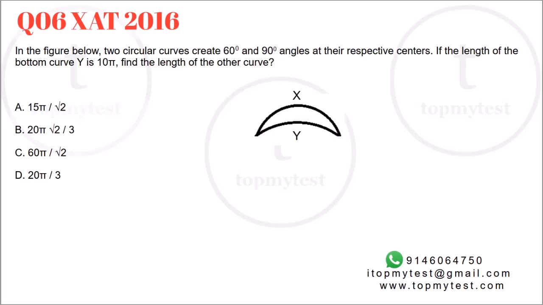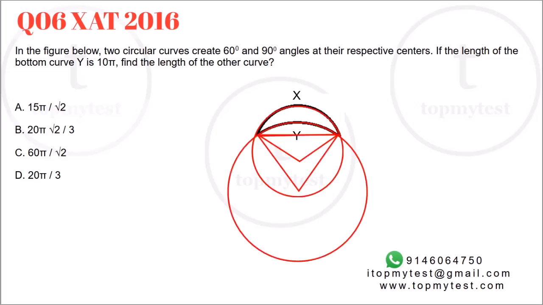Now you need to draw the two circles. So the circles will be drawn like this, right? Once you draw this circle, then the question solves itself. The smaller circle will have the upper curve. The larger circle will have the bottom curve. The larger circle will have 60 degrees at the center. The smaller circle will have 90 degrees at the center.